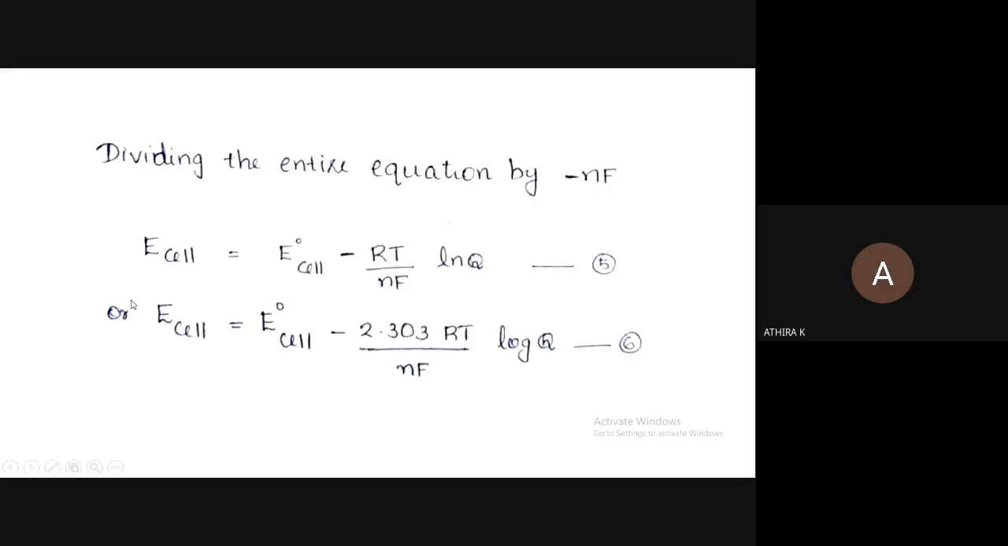Here you know E cell is the cell EMF. E0 cell is the standard cell potential. R is known as universal gas constant. T is the temperature and N is the number of electrons involved in the reaction. F is the Faraday constant. Q is the reaction quotient.